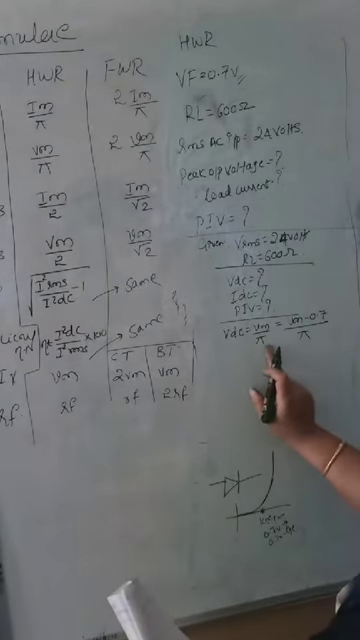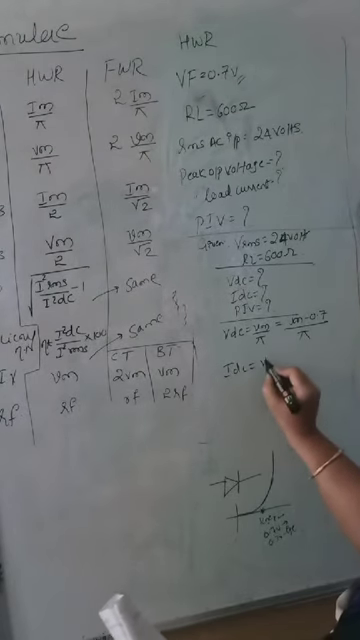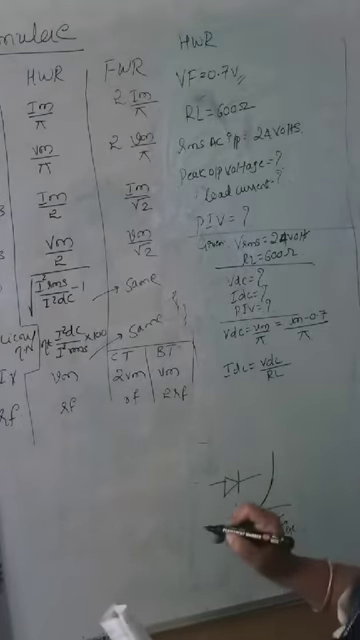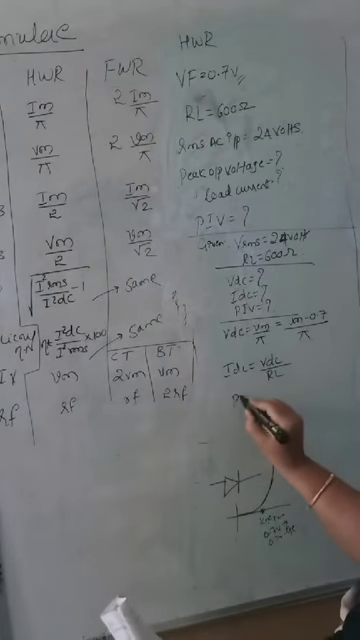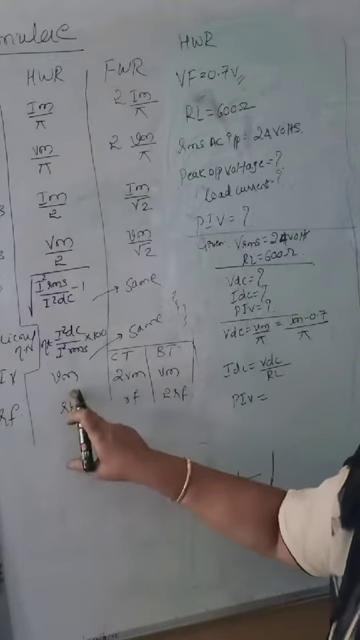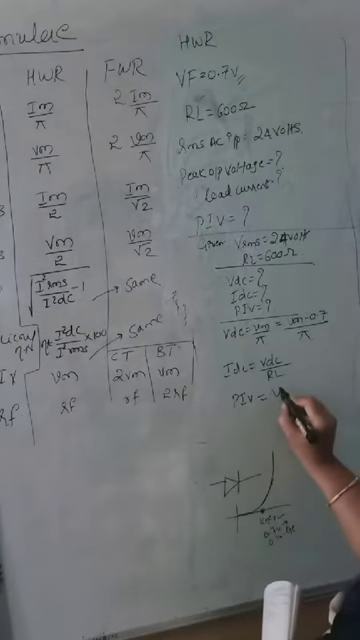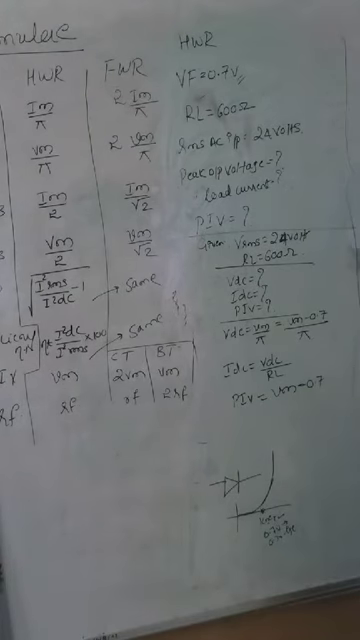VDC is equal to Vm by pi. IDC, how do I calculate it? In terms of VDC, I equal to V by R, where R is RL. Once I find VDC, I can find IDC. Then the formula for PIV, peak inverse voltage, which we saw in the first class of solving problems, is Vm. Here again it is Vm minus 0.7 volts. These are the formulae we are going to use in solving this problem.